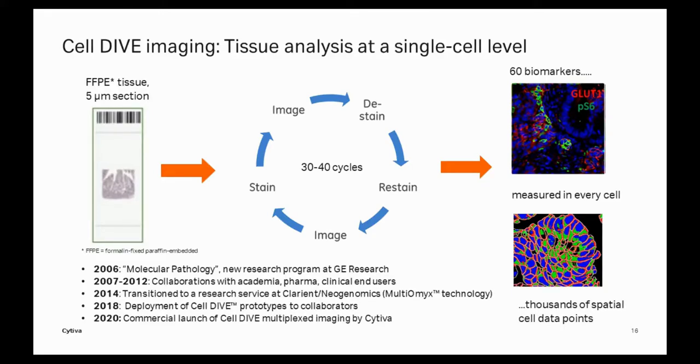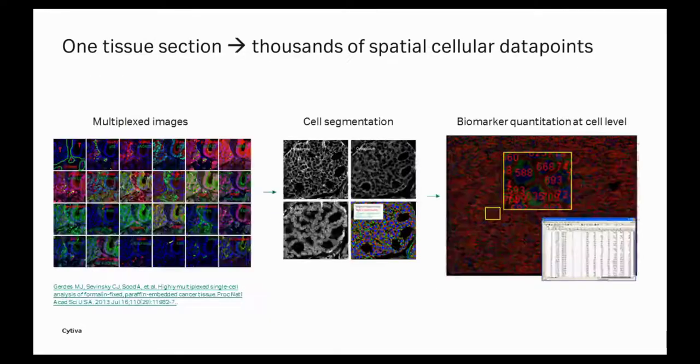And that gives us this very deep, and you can see as I'm going through the slides here, this very rich data set, which can then lead you into a process by which you can analyze all of these biomarkers at a single cell level, and then spatially, because the coordinates for every cell are conserved in each of the images that are taken.